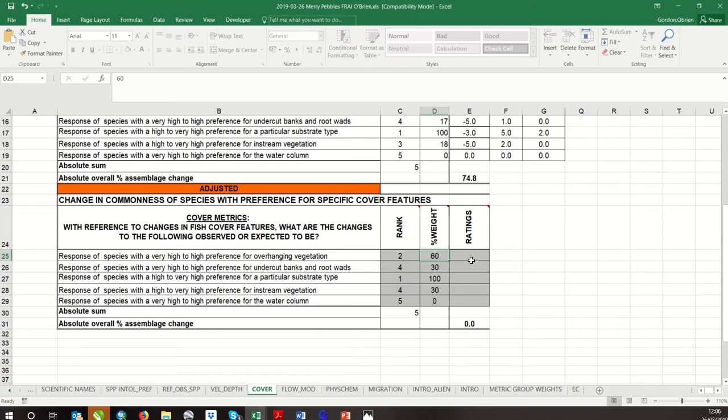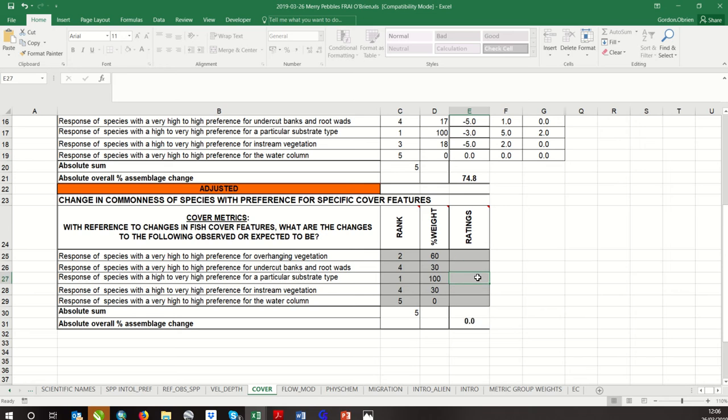So what is causing the changes again? So I'm going to argue again here that what is the response of the species with a high to very high preference for a particular substrate? They are available. So I'm going to say that's a -2 only. Okay, this is one of those situations where it doesn't like a negative.